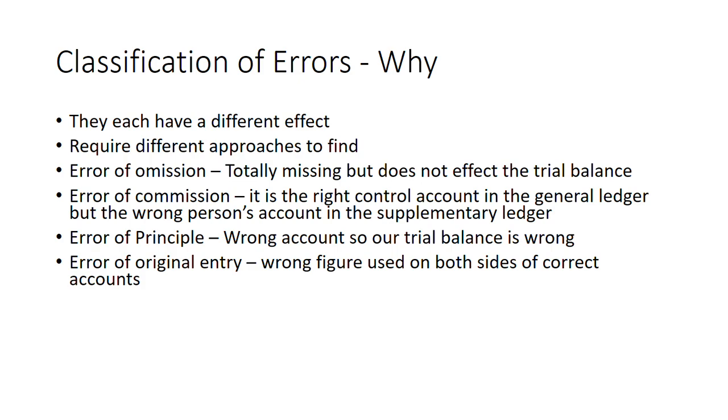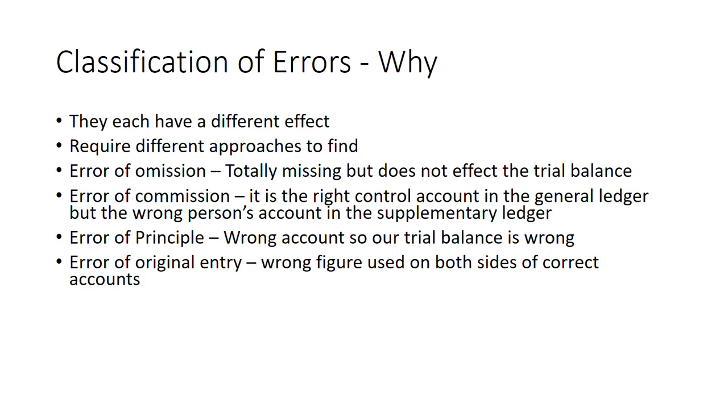Then we have an error of original entry. When we do this error, we use the wrong figure. We've used the right account, and we've correctly gone for debits and credits on the correct sides, but we've used the wrong amount. Here it says that £45 has been entered rather than £54. So we've got the wrong figures in there, although we put them on the right sides and we've used the right accounts.